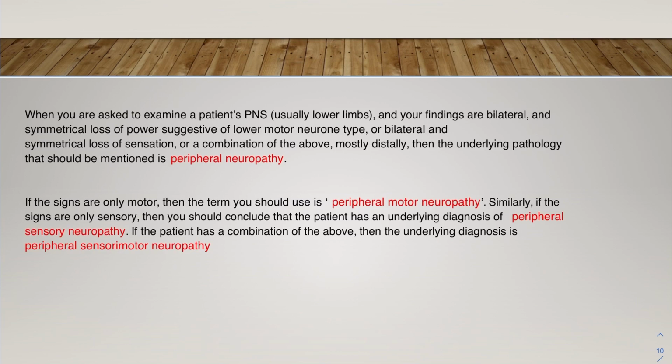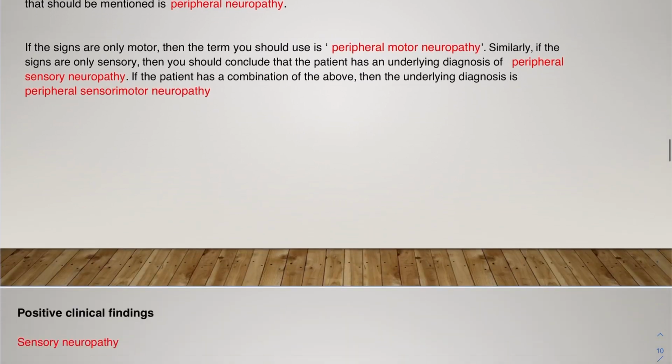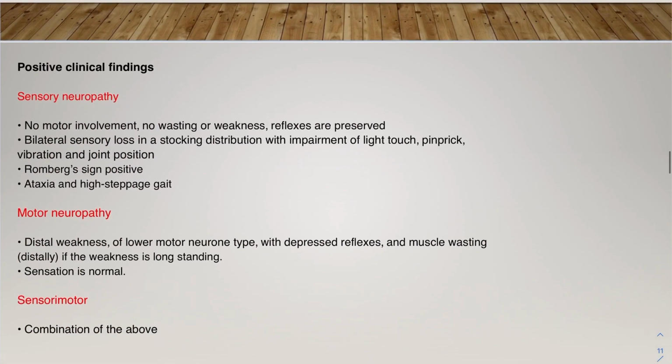Suppose the signs are only motor, then you should use the term peripheral motor neuropathy, and similarly if the signs are only sensory, then you should conclude that the patient has an underlying diagnosis of peripheral sensory neuropathy. If the patient has a combination of the above, then the underlying diagnosis is peripheral sensory motor neuropathy. This is just a broad brief review, and we're going to discuss the causes of these neuropathies later as well. So, what will be the positive clinical findings you will be looking for?